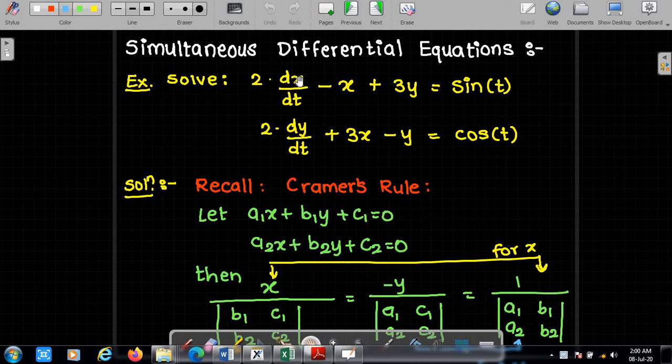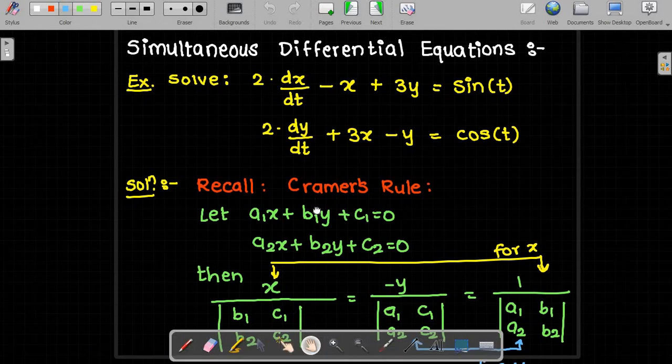2 dx by dt minus x plus 3y equal to sin t and 2 dy by dt plus 3x minus y equal to cos t. These are two differential equations having dependent variables x and y and t as independent variable. So to solve this system, we can use different methods of solving, but right now we go for Cramer's rule.